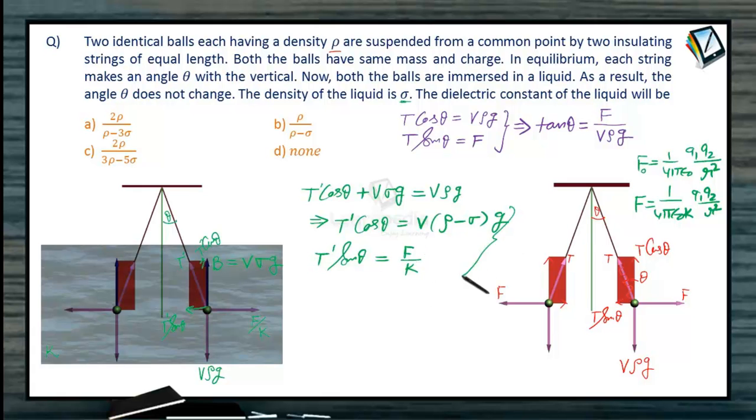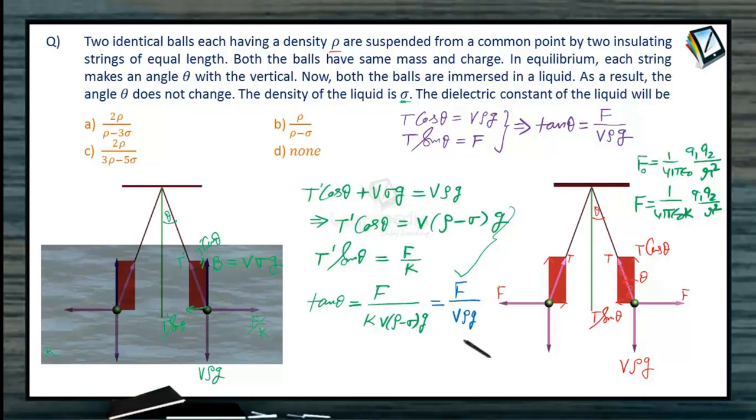We can divide these two equations to get the value of tan theta this way. Dividing the second equation by the first one, we get tan theta equal to F divided by K into V into rho minus sigma into g. This is the value of tan theta. But we have calculated the value of tan theta earlier also, so we can equate that value. This is the key point of the question, that in both the situations the value of theta remains the same.